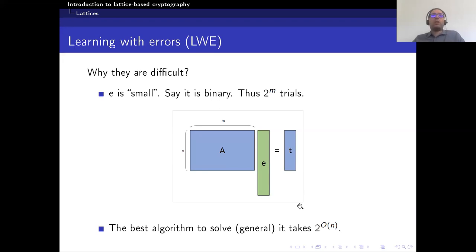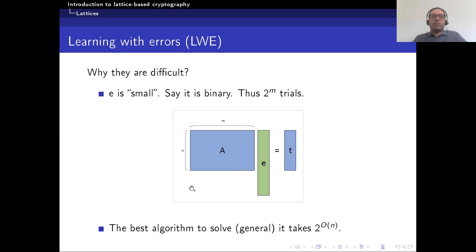So why is it difficult? Suppose that you have matrix A with n rows and m columns, and you have to guess the value of E when A and T are given. Suppose that each coefficient of E has only two options, 0 and 1, for example. Therefore, you have 2^m different trials for guessing the value of E. So solving this equation and finding these coefficients will be a hard problem when the sizes of n and m are large.